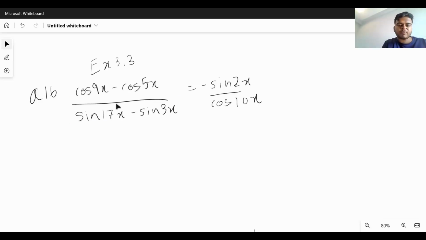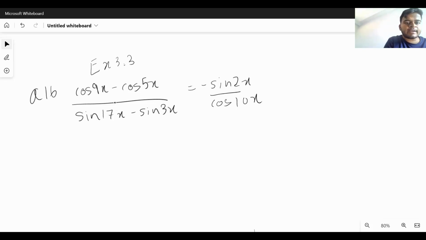So first of all, cos 9x minus cos 5x. Now this could be expressed using the identity cos x minus cos y, and that is nothing but 2 times sine of (x plus y) by 2 into sine of (y minus x) by 2. Or you can take the negative sign outside and just write x minus y, but don't forget to mention the negative sign outside then, right?